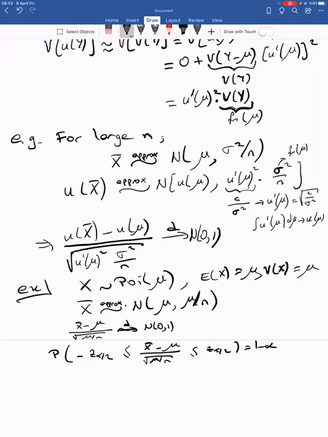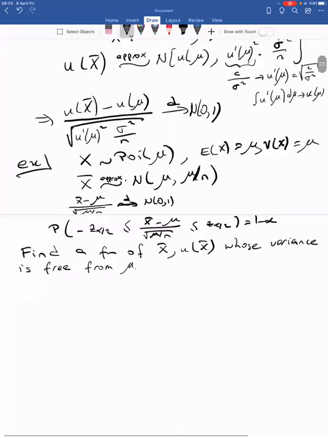This is one approach, but we can also use the delta method. Instead of finding an interval for mu directly, we try to find a function of x bar whose variance is independent of mu. The delta method helps us get that. So find a function of x bar, let's say u of x bar, whose variance is free from mu.